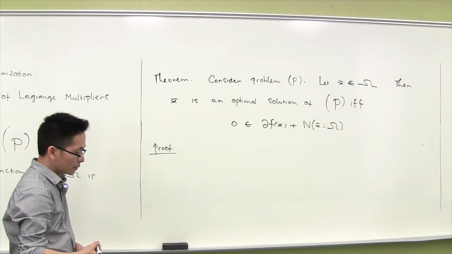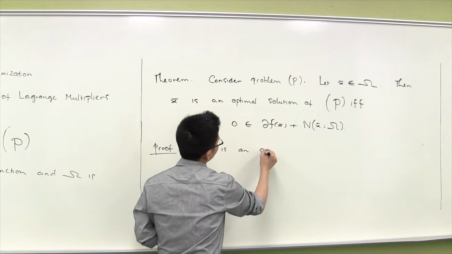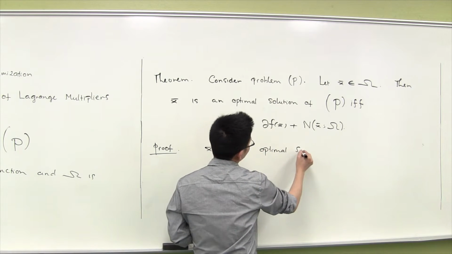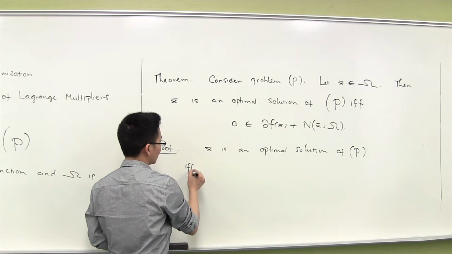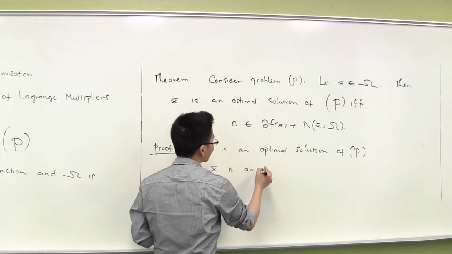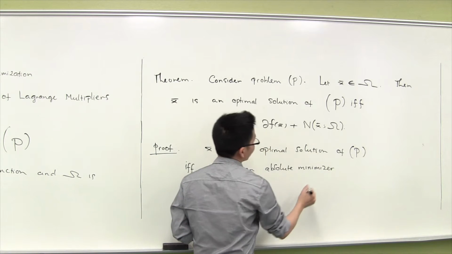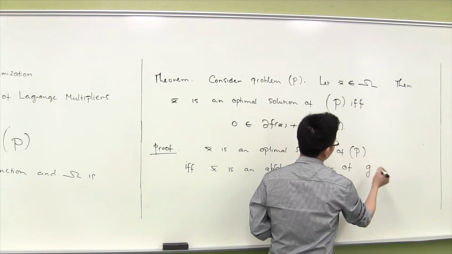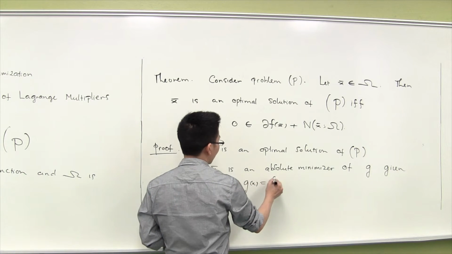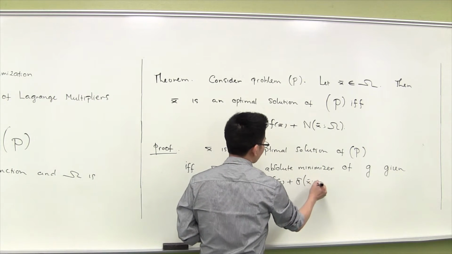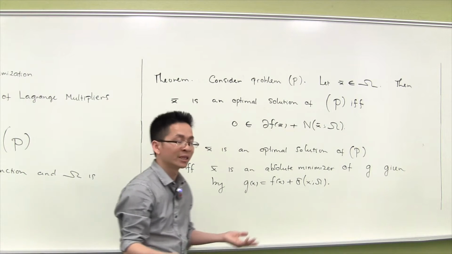So we have the following. x bar is an optimal solution of P if and only if x bar is an absolute minimizer of the function g given by g of x is equal to f of x plus the indicator function associated with omega of x. And this is known from the previous lecture.